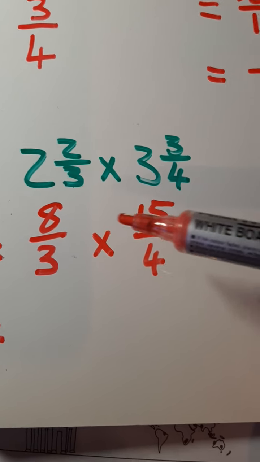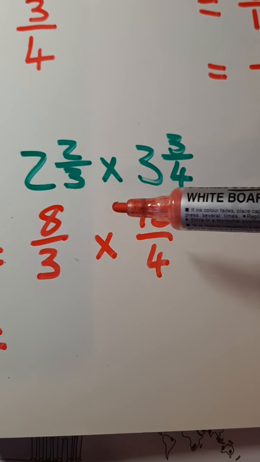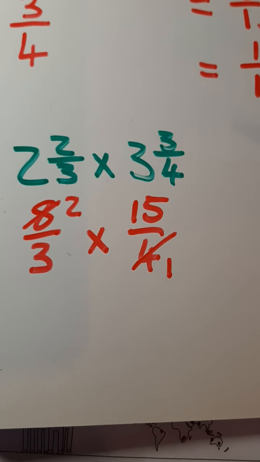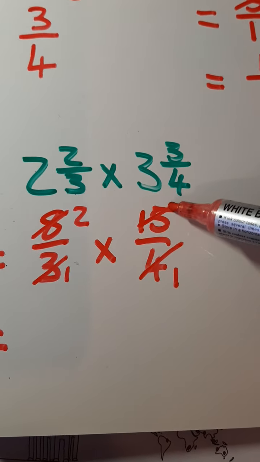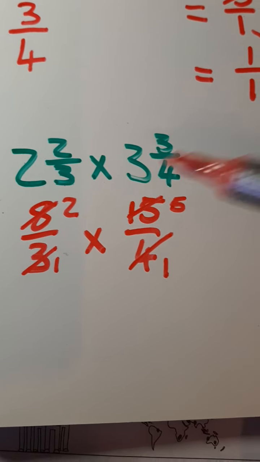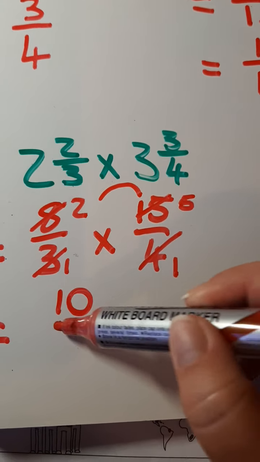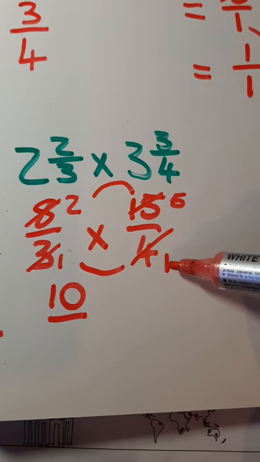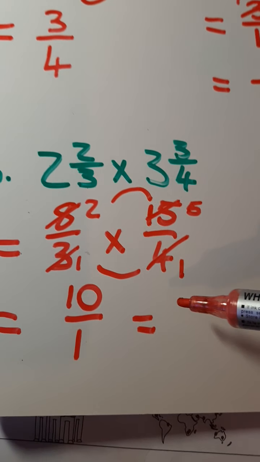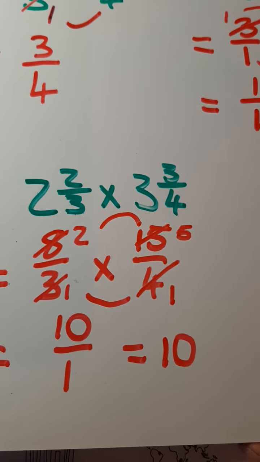So to simplify it, let's see what goes into what, top and bottom. Not left and right, top and bottom. So 4 goes into 8 2 times. And 3 goes into 15 5 times. And then when there's nothing else to simplify, I multiply. 2 multiplied by 5 is 10 over 1 multiplied by 1 is 1. And 10 over 1, any whole number over 1 equals itself. So answer 10.